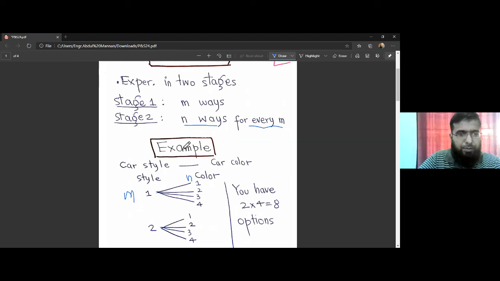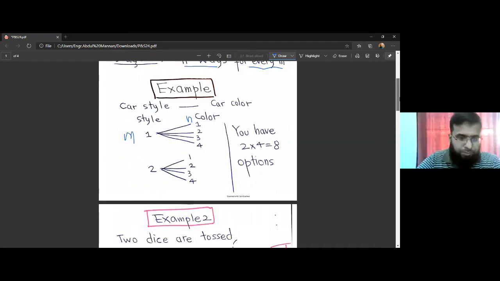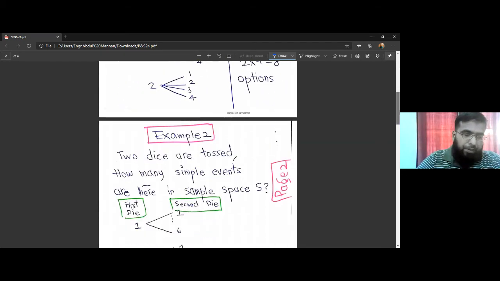So if you have an experiment performed in 2 stages, we have m ways to select from in stage 1 and n ways in stage 2. So we can have m times n options finally.